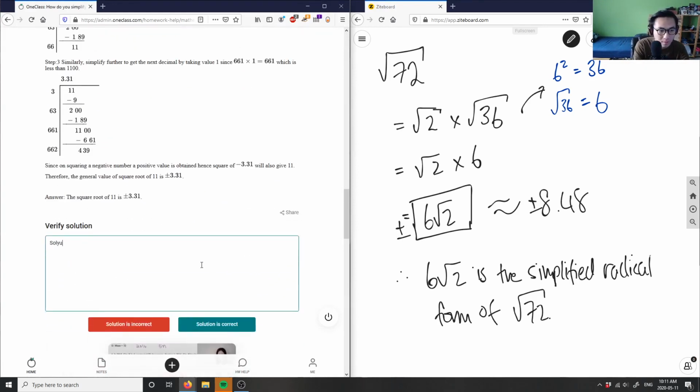So the solution is correct. And then I'll say if placed in simplified radical form, the solution is 6 square root 2. And then I'll just write the little work here. I'll show my work here. This would equal square root 2 times square root 36, which equals 6 square root 2. Okay, so see, our solution is indeed correct here.